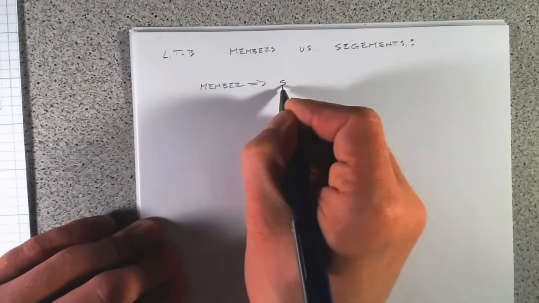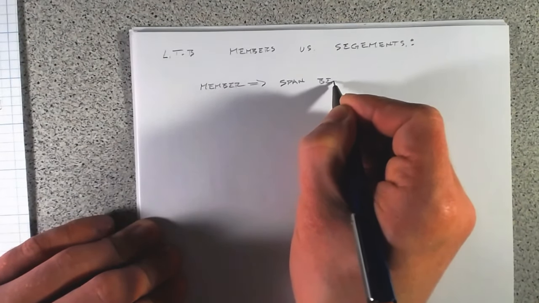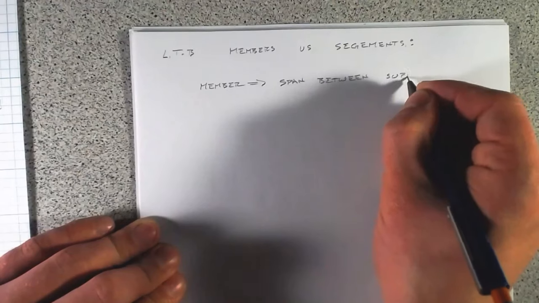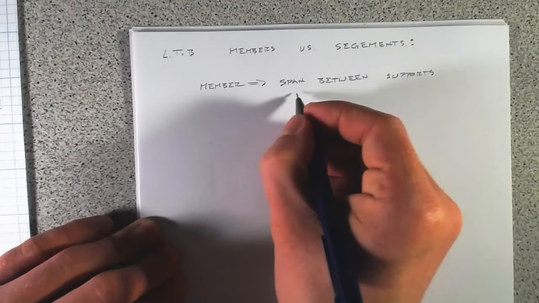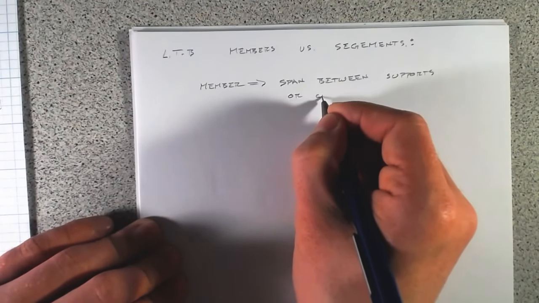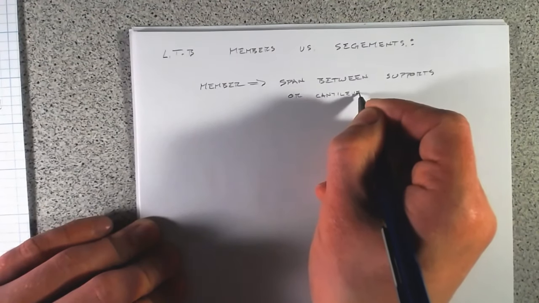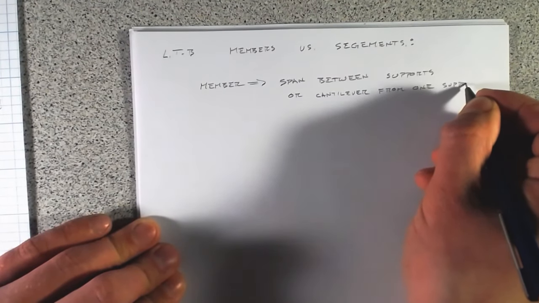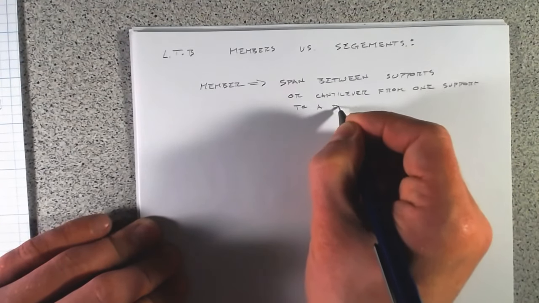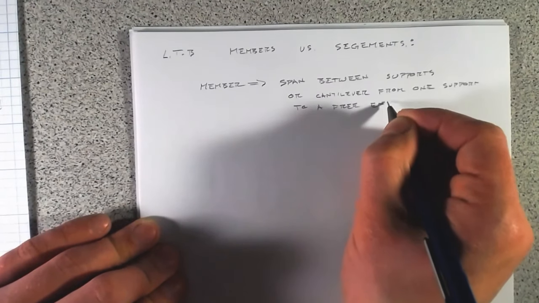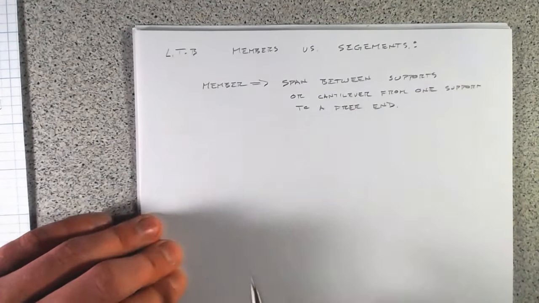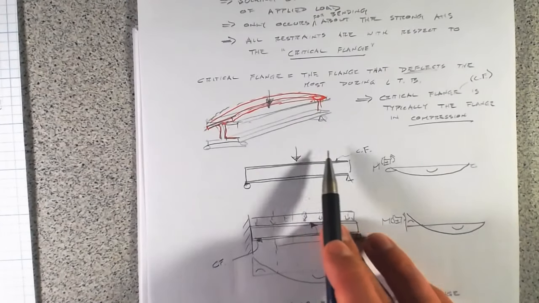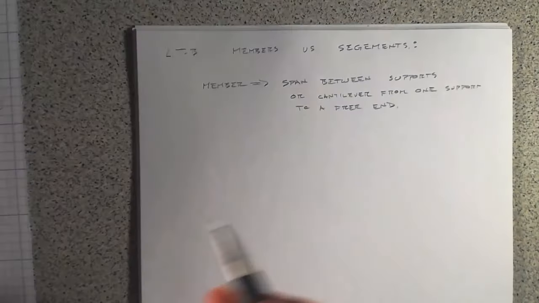just by definition, members span between supports or cantilever out from one support to a free end. All right, that's not that big a deal. So members are what we're used to seeing. So this here is a member. We've got two supports, and the member is just the element which spans between those supports.